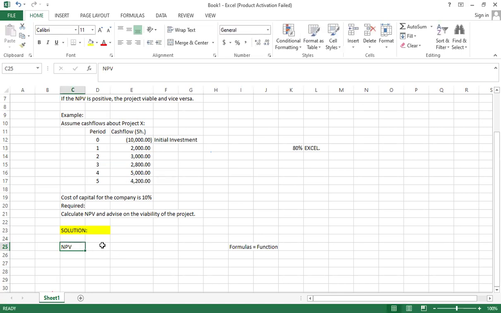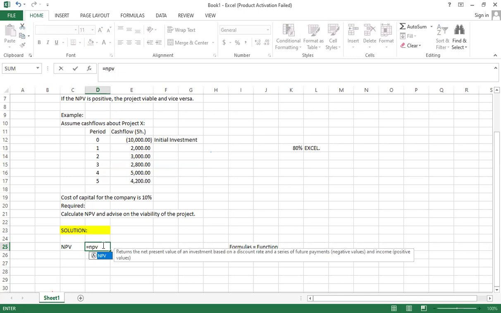Now, I'll compute it here. In using a formula or a function in Excel, and please know this from today, you start with an equal sign. So start with an equal sign, and then you always type what you want to compute. Like in this case, we want to compute NPV. So type NPV. You'll follow that with an open bracket.